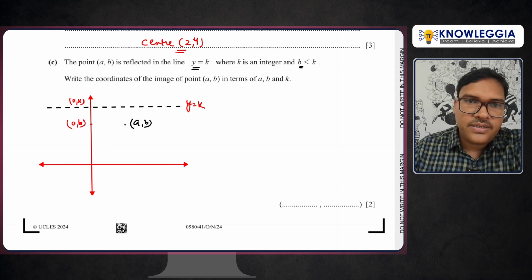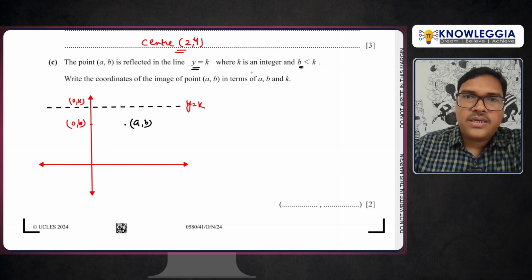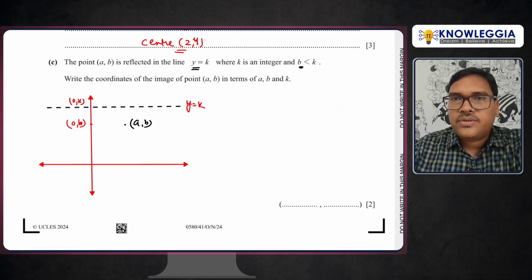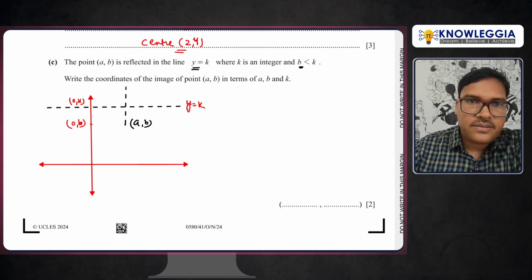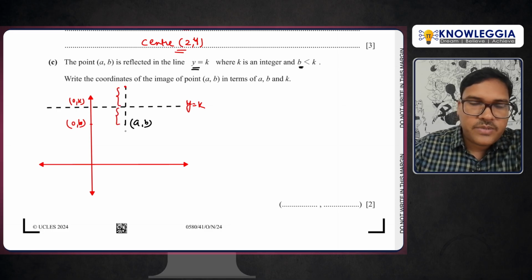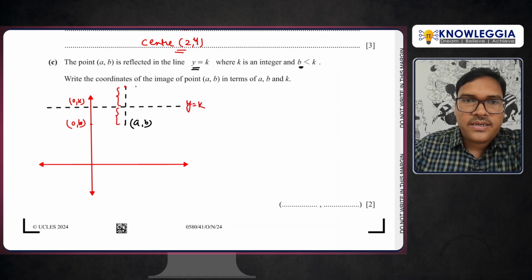Now we have to write the mirror image of a comma b in this line. So we know the image will be something like this. I can write like this. So this is the mirror image. And we know that this distance will be equal to this distance, and this is perpendicular. So we can clearly see that the x coordinate will remain a.